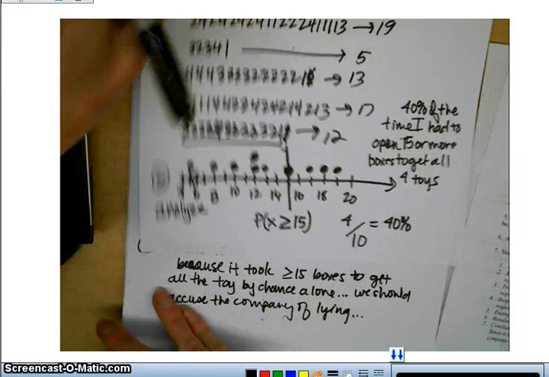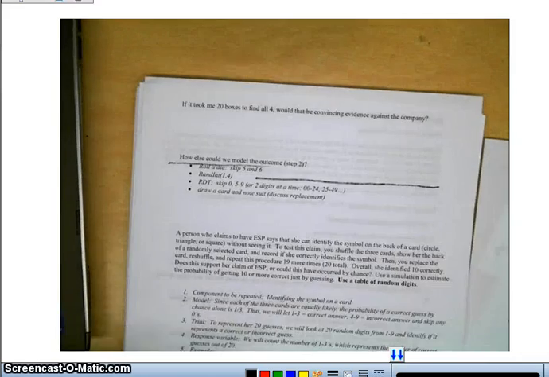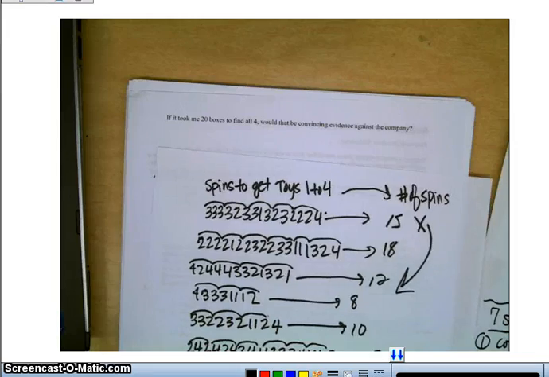Alright, so we have one more of these examples to walk through, and we're going to go through this one a little bit faster. And although, let's answer these questions here first. If it took me 20 boxes to find all 4, would that be convincing evidence against the company? Well, let's go back and take a look at our chart of our trials, because our same trials should be just as good here as they would be to answer that question.